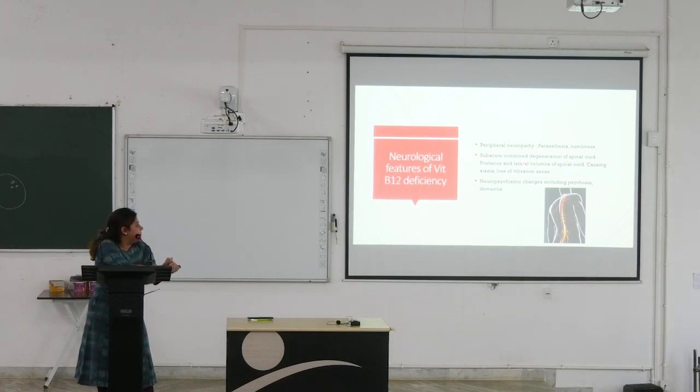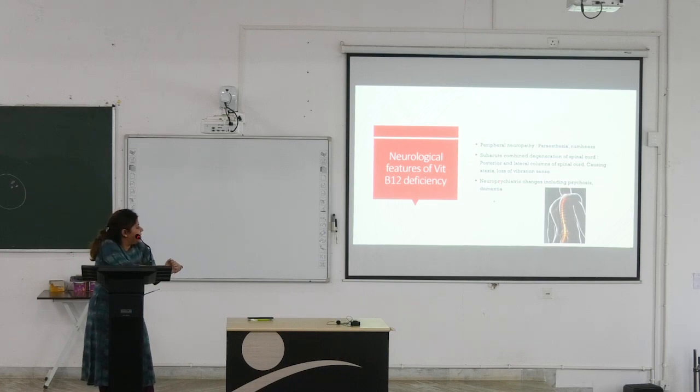Okay, subacute combined degeneration of the spinal cord. This leads to defects in the posterior and lateral columns of the spinal cord. The posterior and lateral columns of the spinal cord are responsible for the vibration sense and the position sense. So, in cases of subacute combined degeneration, there will be ataxia, loss of balance, and loss of vibration sense.